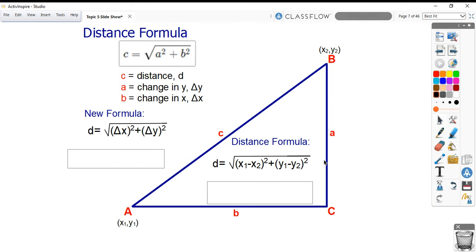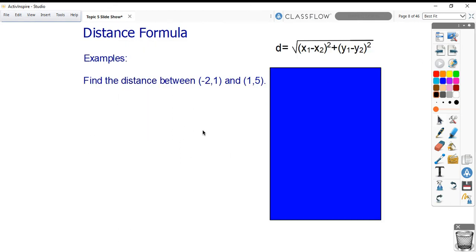We're going to look next at the example problems. There are two examples right here. Okay, the first one is this. Find the distance between these 2 points, negative 2, 1 and 1, 5. So we have this big old formula. Okay, it's going to be helpful to us to identify what is x1 and x2, what is y1 and y2. So something we can do with that is just label it on your paper.